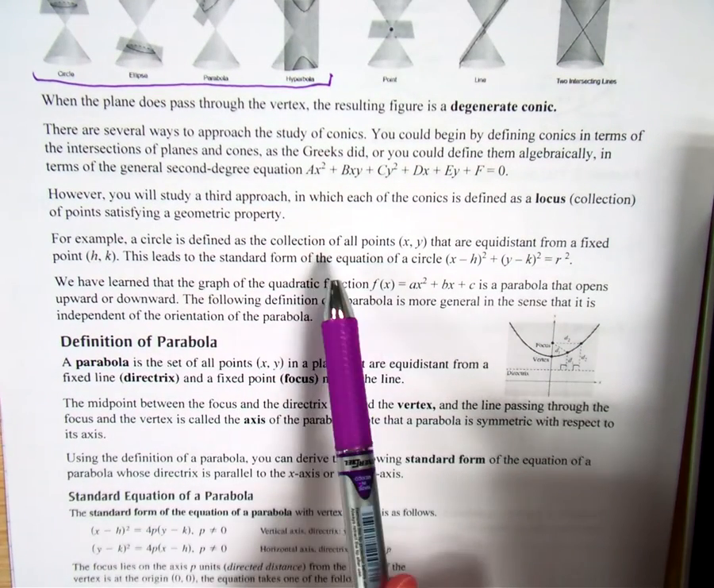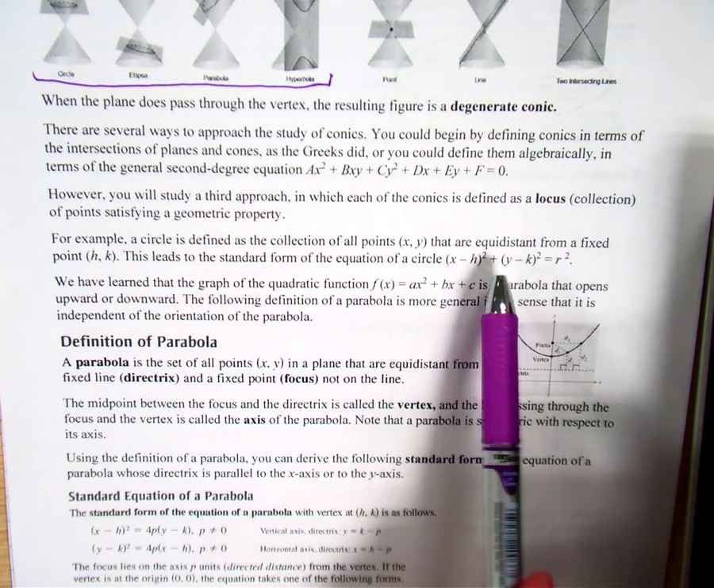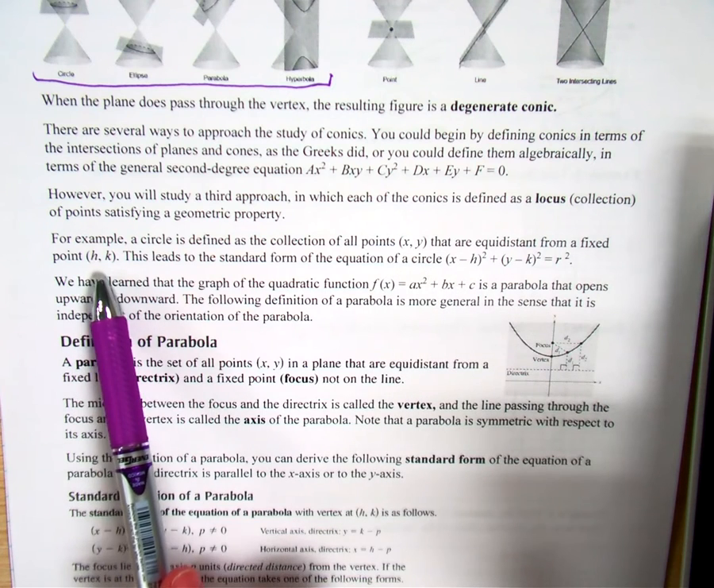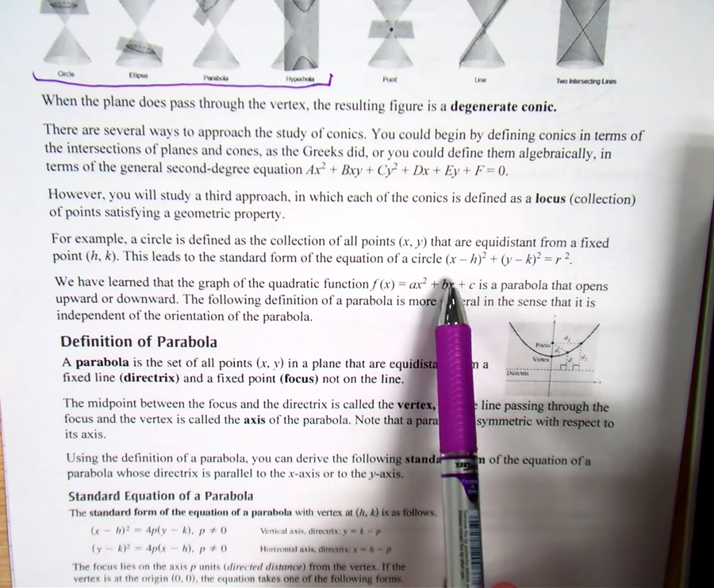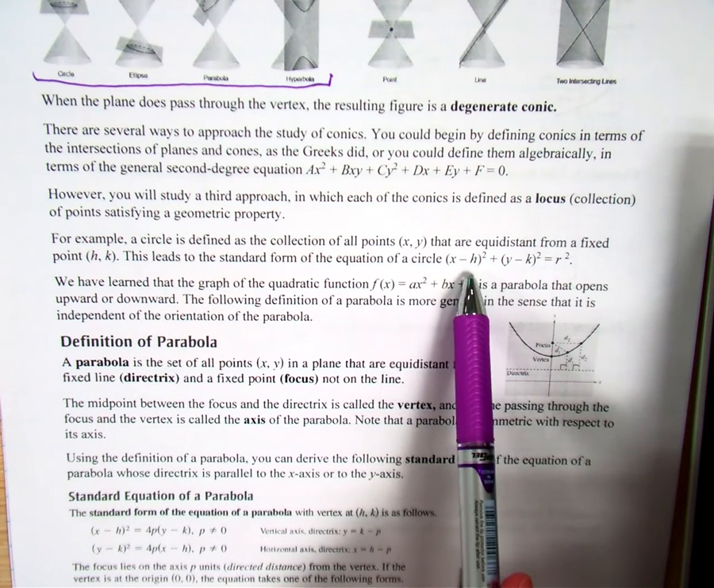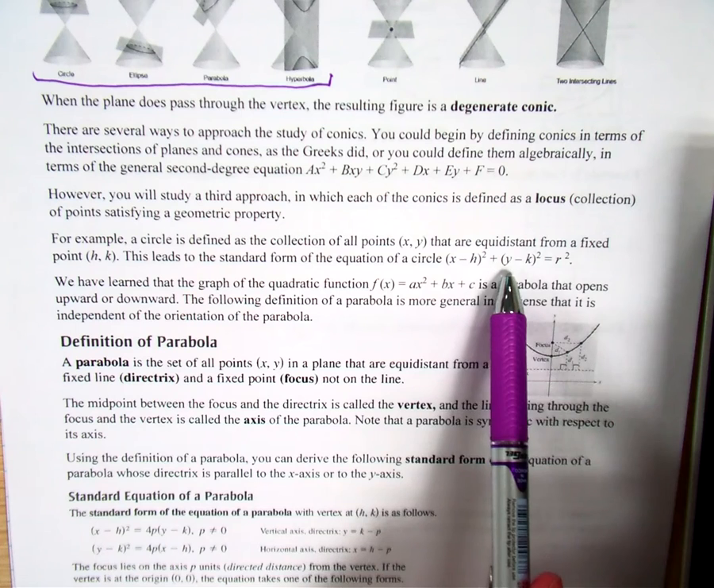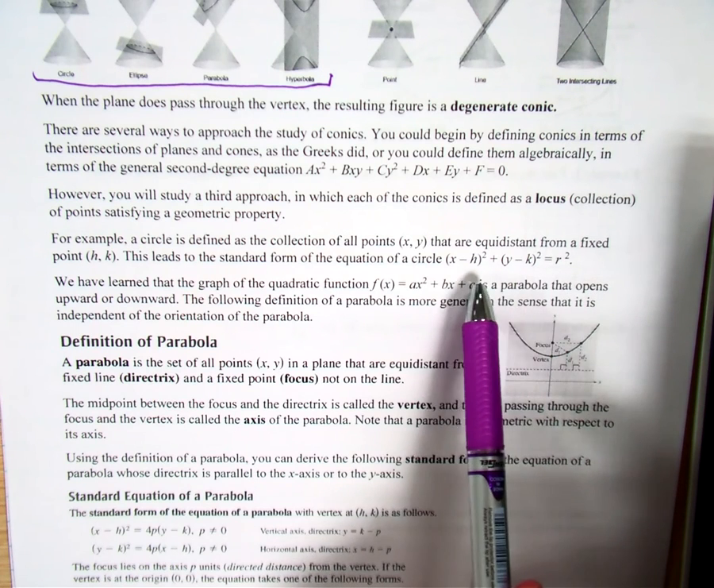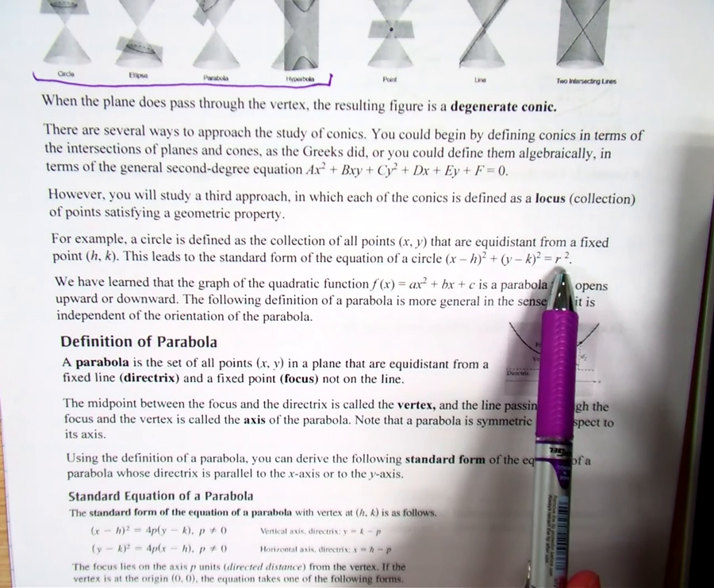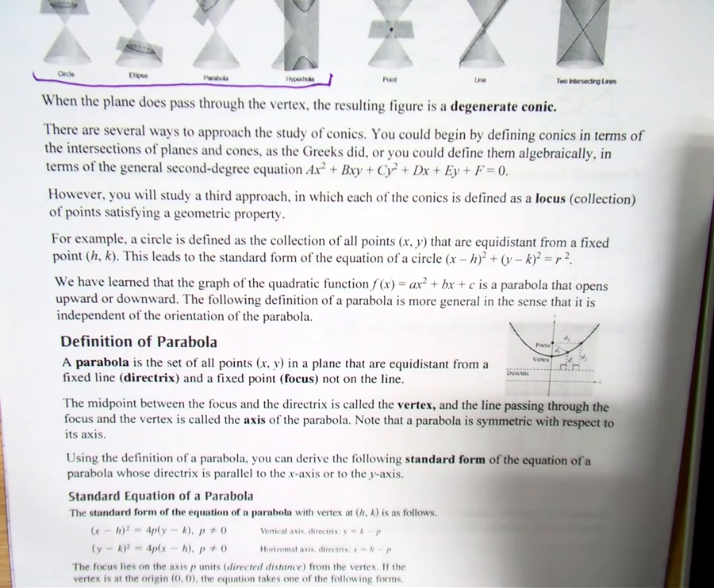A circle is defined as the collection of all points that are equidistant from the center, which leads to our standard form of the equation, x minus h squared plus y minus k squared equals r squared, where h and k is your center and r is your radius. We have learned the graph of a quadratic function is a parabola that opens up or down. The following definition of a parabola is more general in the sense it is independent of the orientation of the parabola.